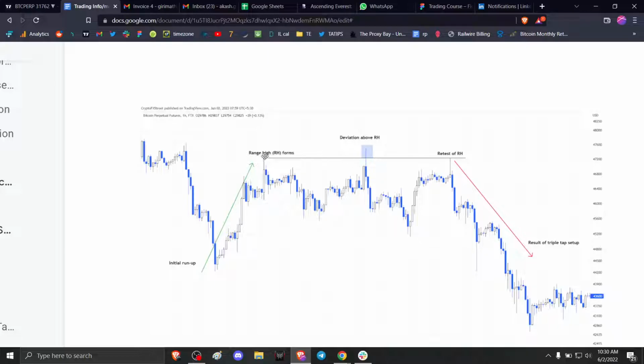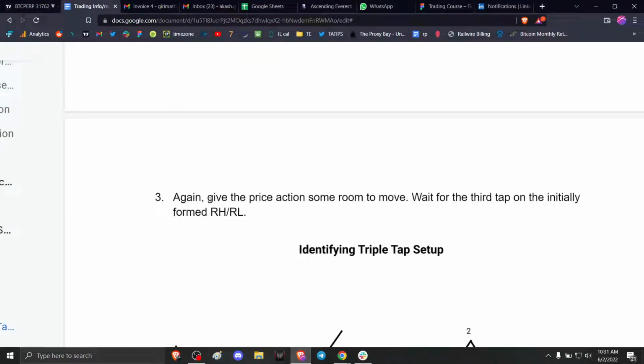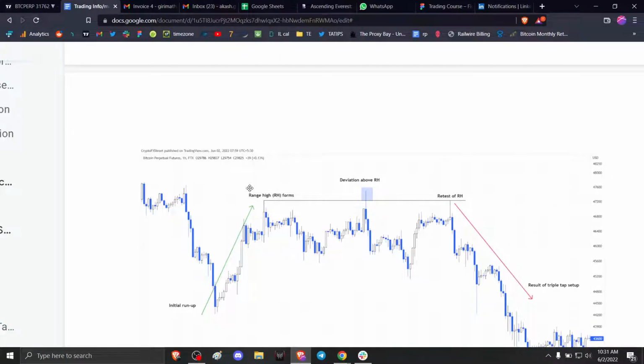Sometimes what happens is the price just forms a range high, deviates above the range high, and continues going lower. And now that is a possibility, and you could miss out on the trade. So you have to exercise a lot of patience and wait on the sidelines, right? So the third and the last point is give the price action some room to move. Wait for the third tap on the initially formed range high or range low. On the initially formed range high, wait for the price to retest this initially formed range high.